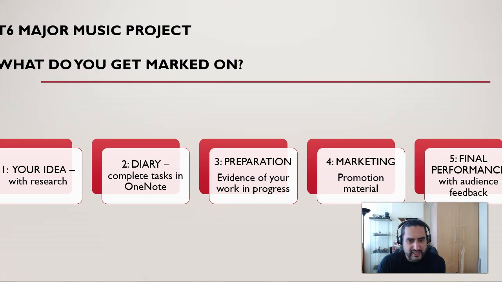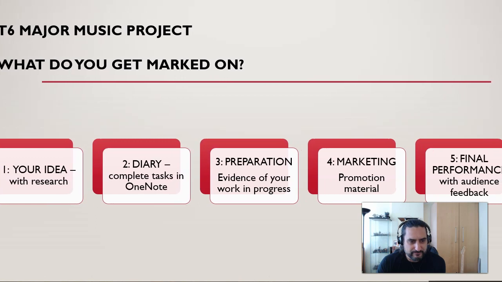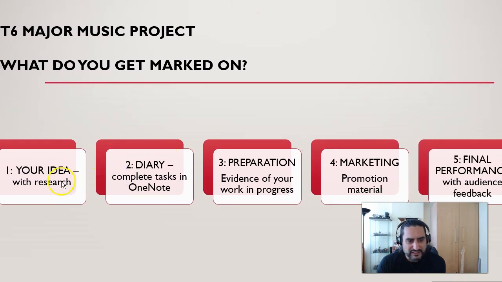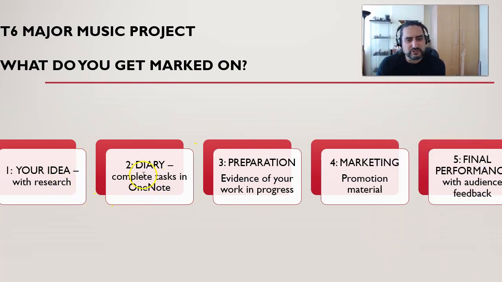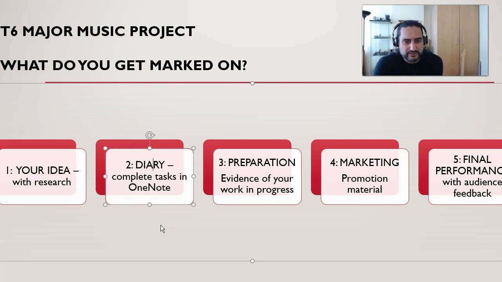So there's 5 areas that you get marked on. Number 1 is your actual idea, and the research you put in behind your idea. Number 2, your diary, which is all on OneNote. Basically, just complete all the tasks that we've given you. It's really, really clear. Step by step, do a little bit regularly over the next 2 months and you should be fine. Leave it all to the last minute and you're going to struggle.